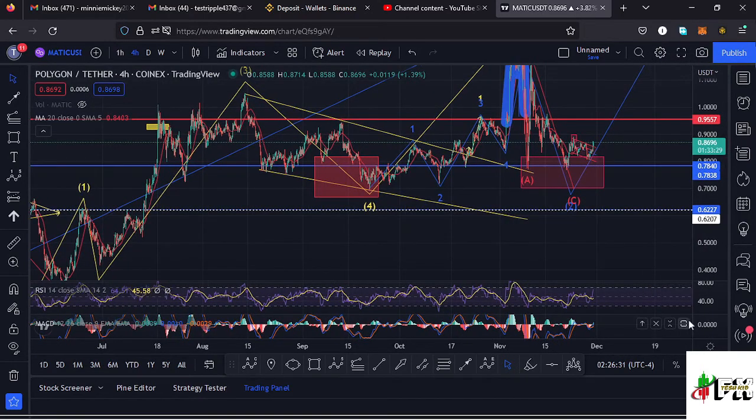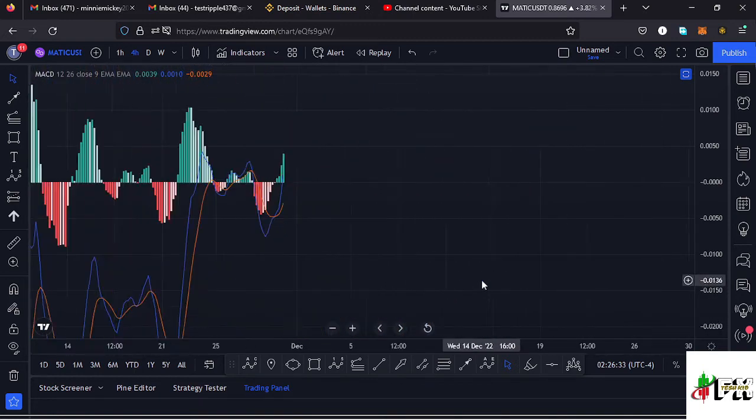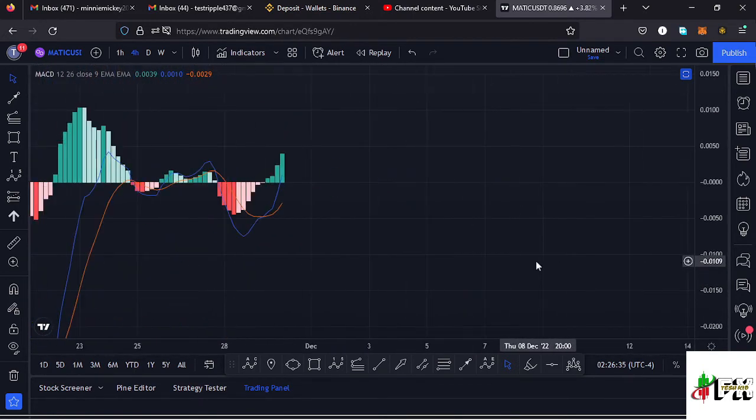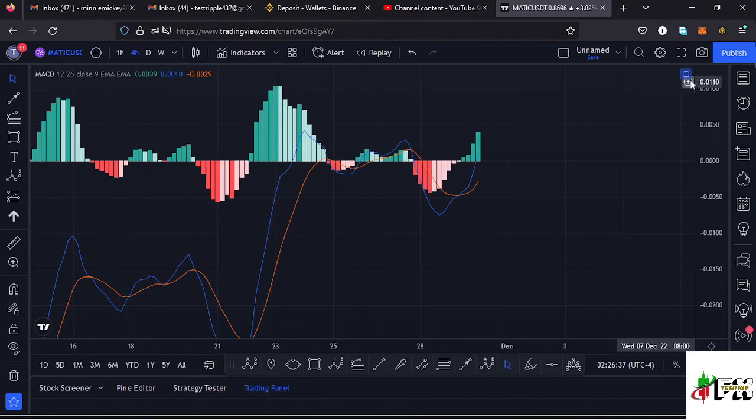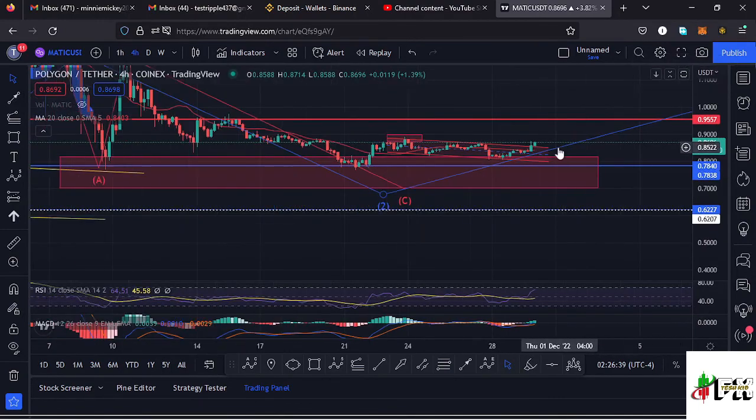Also, taking a look at the MACD, here on the MACD we have printed a bullish cross, and that would mean higher prices are coming our way. So let's be patient and see how that plays out, and I'll keep you updated.